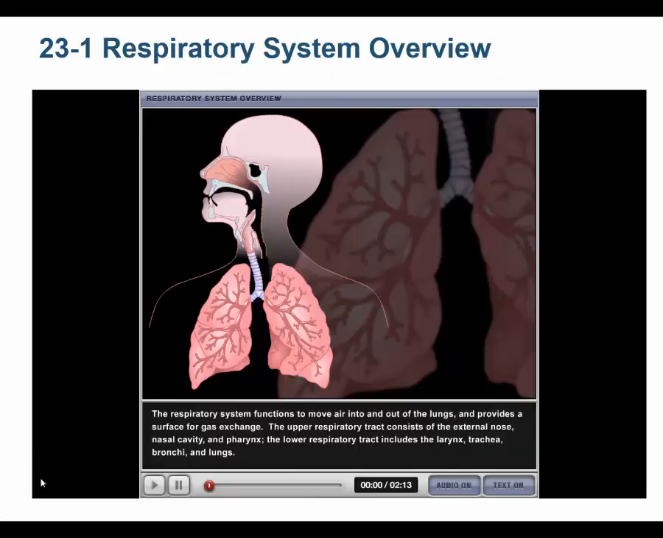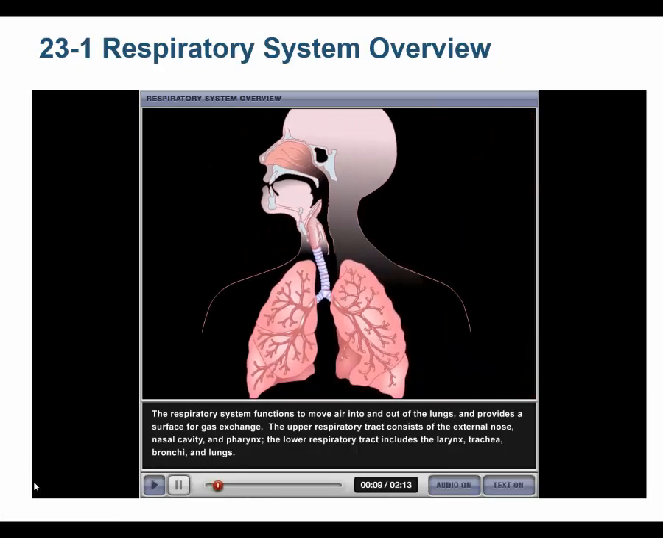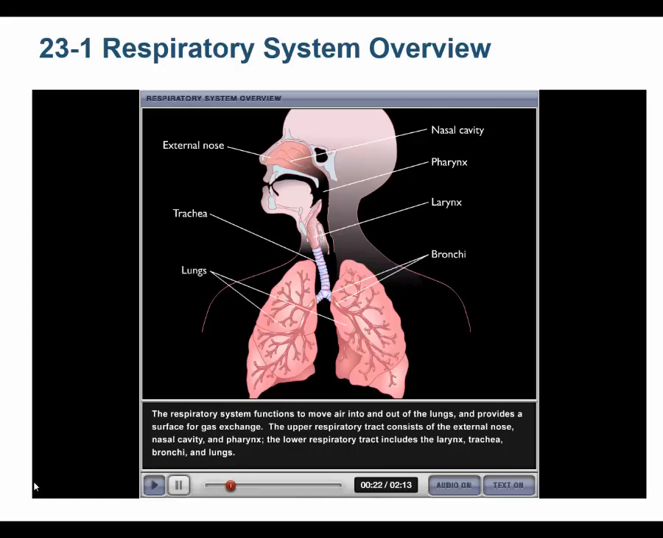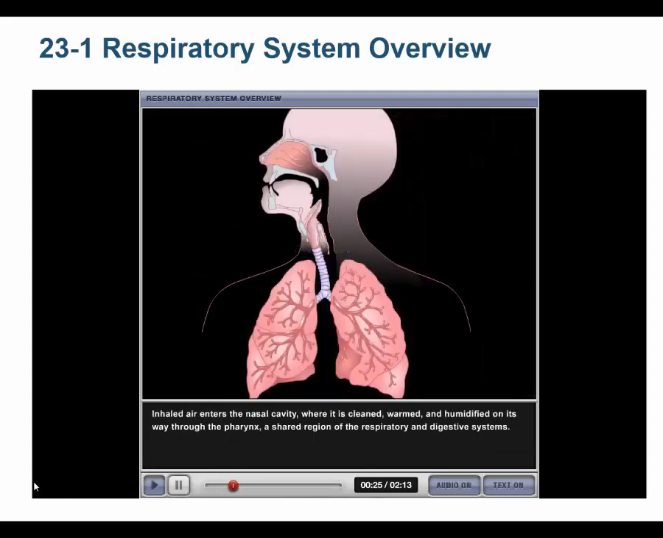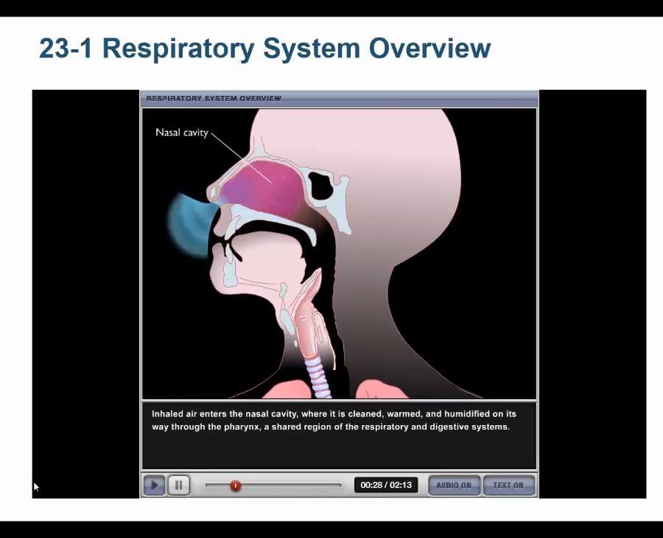Let's look at an overview of the respiratory system. The respiratory system functions to move air into and out of the lungs and provides a surface for gas exchange. The upper respiratory tract consists of the external nose, nasal cavity, and pharynx. The lower respiratory tract includes the larynx, trachea, bronchi, and lungs. Inhaled air enters the nasal cavity where it is cleaned, warmed, and humidified on its way through the pharynx, a shared region of the respiratory and digestive systems.